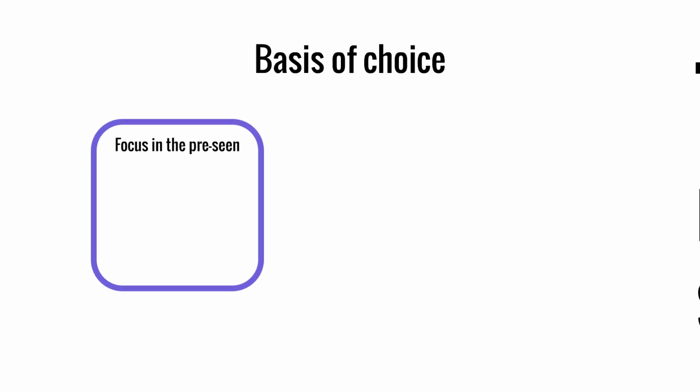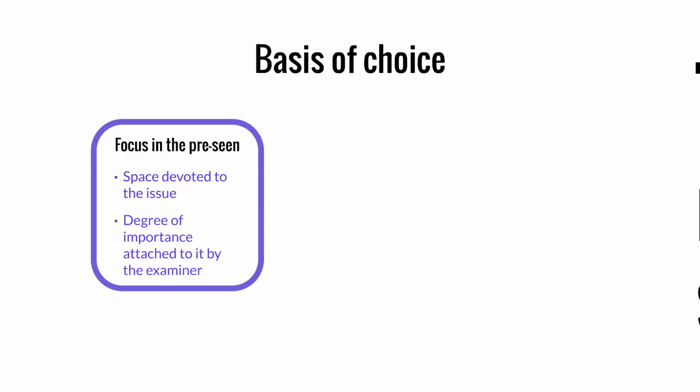So we'll start by looking at the basis of choice. Why have I chosen these top 10 issues? Well, the first thing is the focus in the pre-seen. Is there a lot of material dedicated to this particular issue in the pre-seen? Or the opposite? Is there no mention of it, despite the fact that it should be a relevant thing for the company, in which case there's a chance that it may come up in the exam.